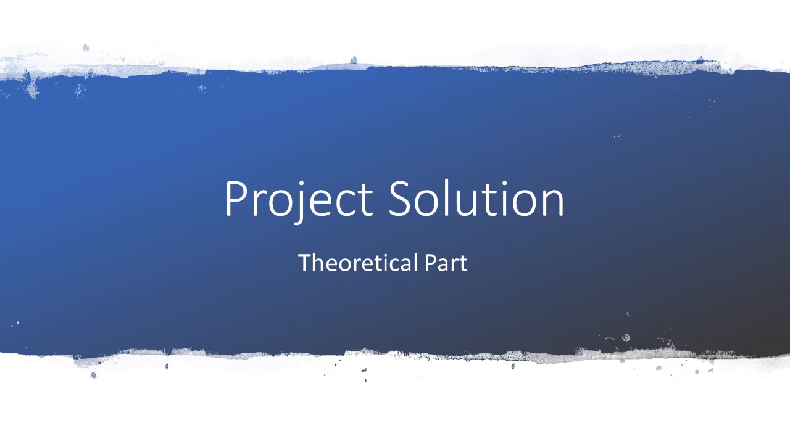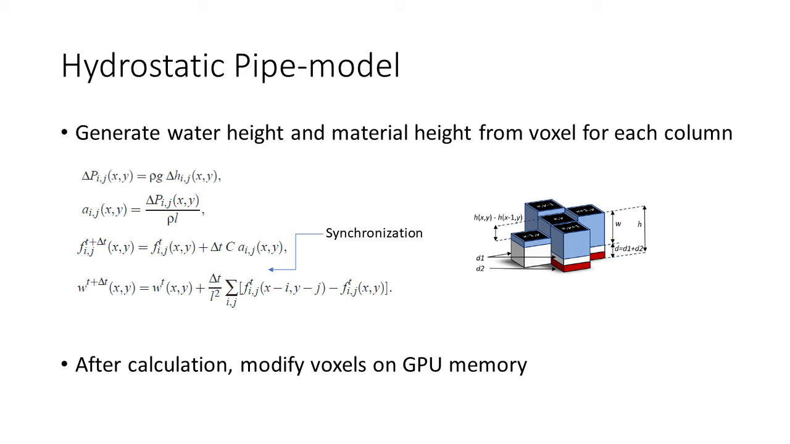The first part of the project solution is the theoretical part. The basic water simulation method is the hydrostatic pipe model. The water field as well as the material height are represented as columns. We generate water height and material height from voxels for each column as the initial input. Then we calculate the pressure difference, then calculate the acceleration and the flow of water. Finally, we use the flow to modify the water height field. After calculation, we modify voxels on GPU memory.